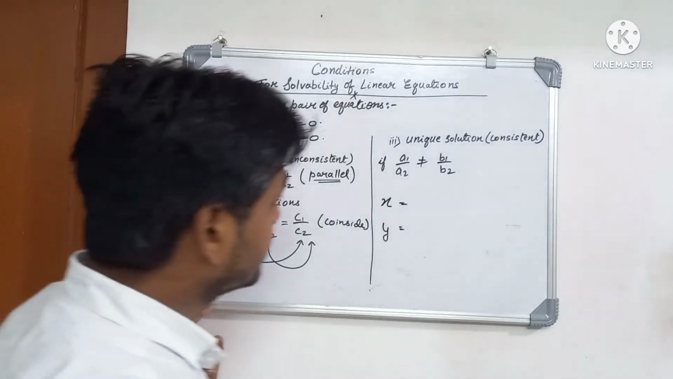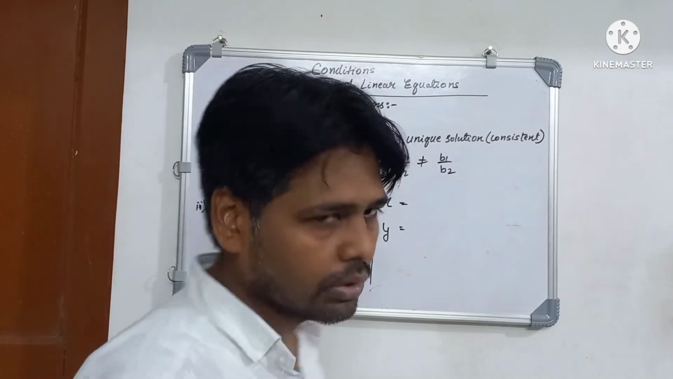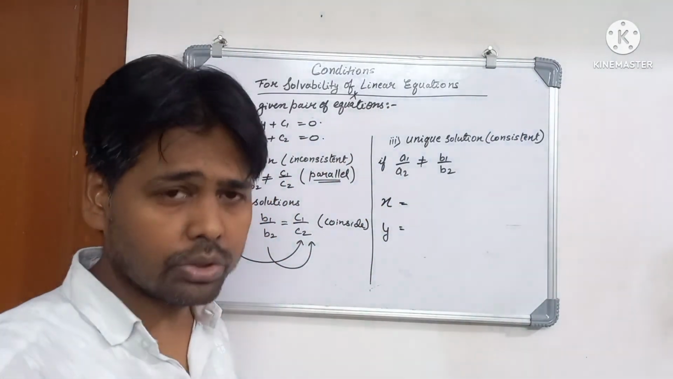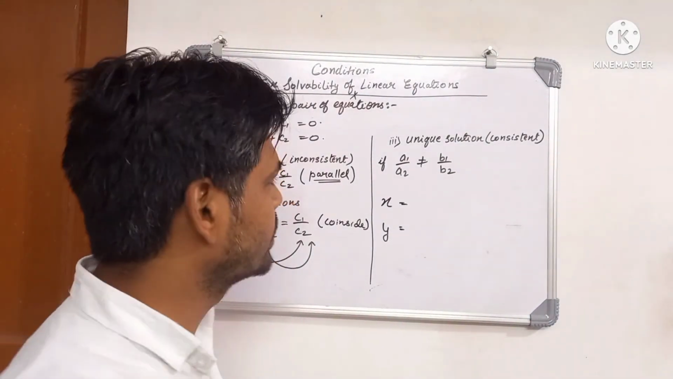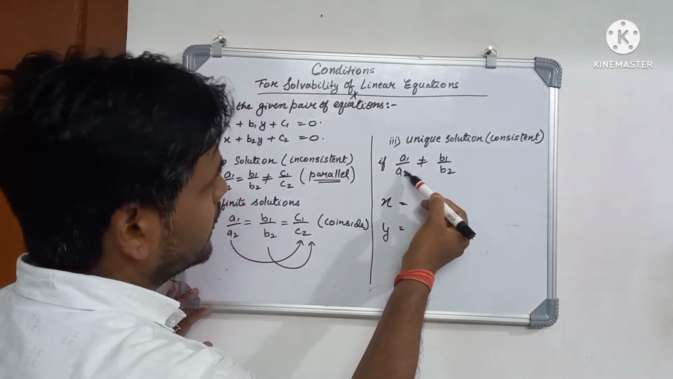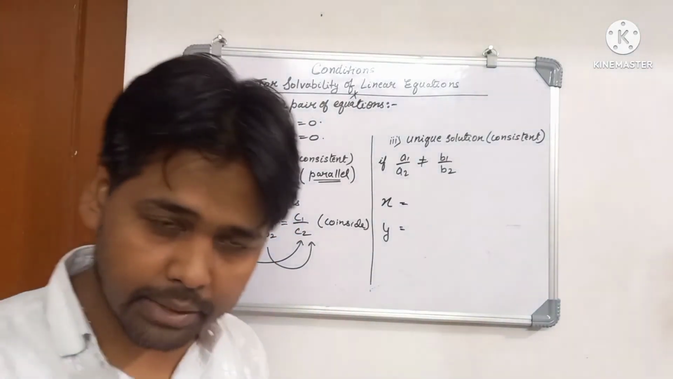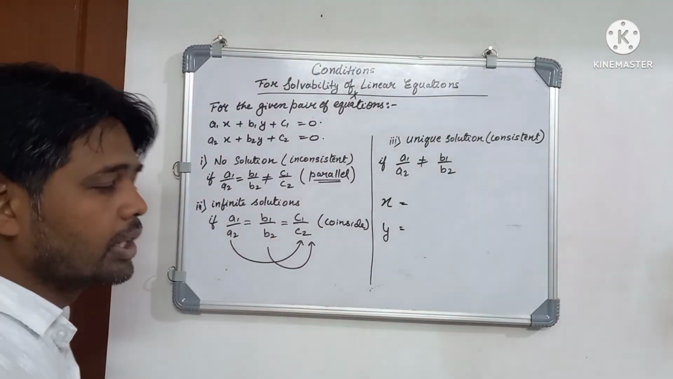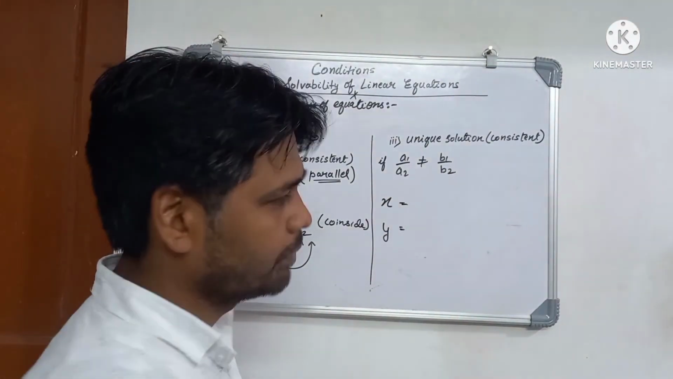Now, the third condition is where the equations will have a unique solution, and this solution is known as consistent, or the solution for this pair of equations will be treated as consistent in nature. For this, a1 upon a2 will never be equal to b1 upon b2, which means that the third part, the constant coefficient c1 upon c2, will obviously not be equal to either of the given conditions.